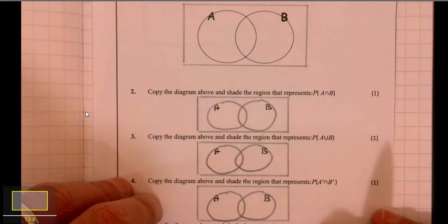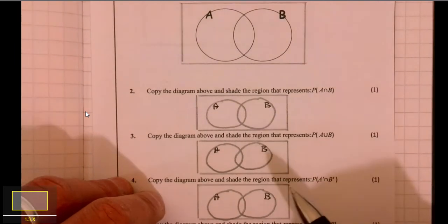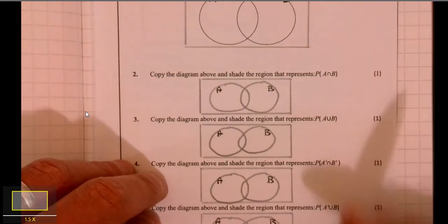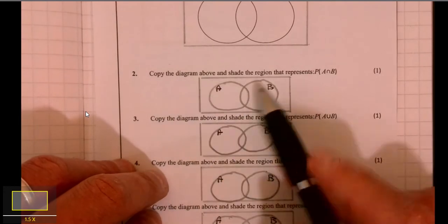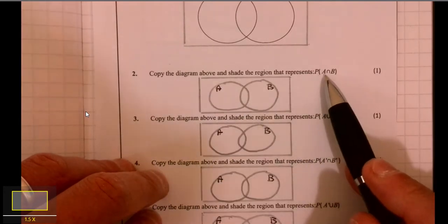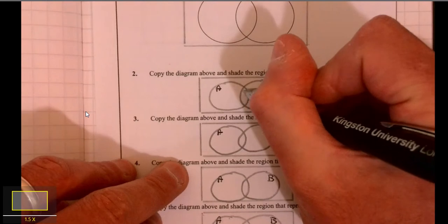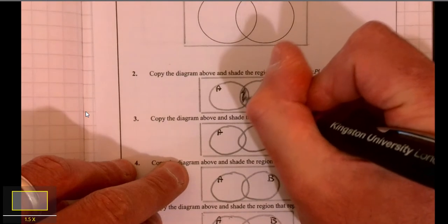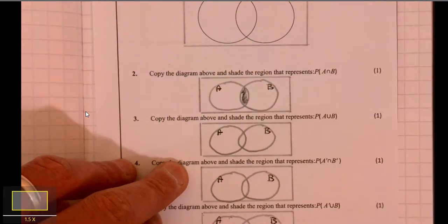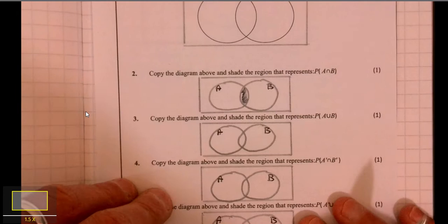Right, the next few questions are just trying to shade in the relevant part of the diagram. I've copied a few out here for you. So copy the diagram above and shade the region represented. Now this means A intersection B, so that means where A and B overlap. So it's that bit.